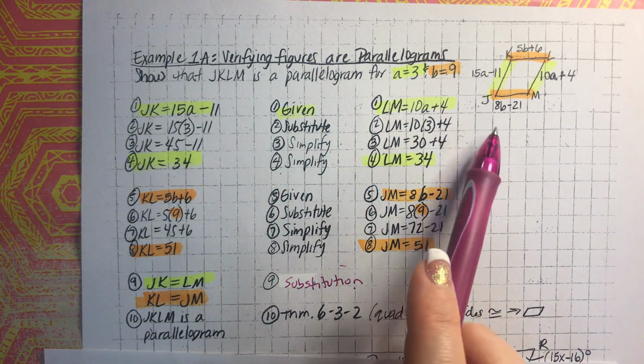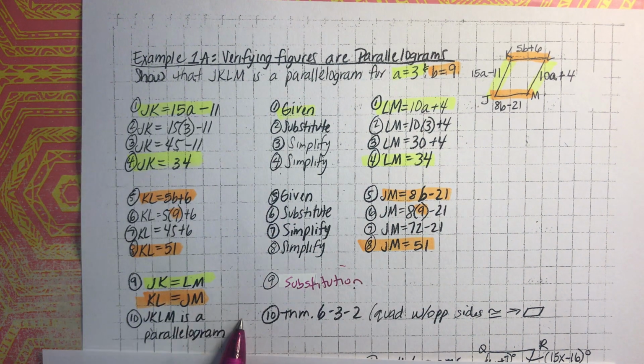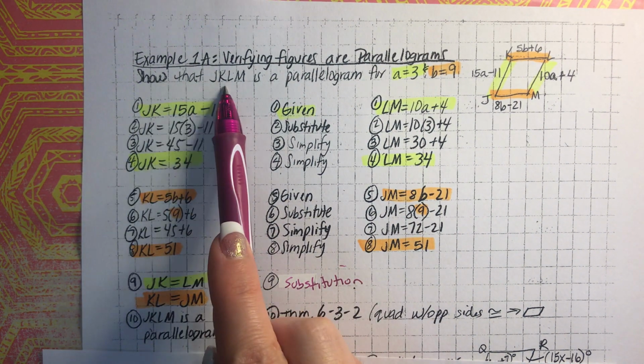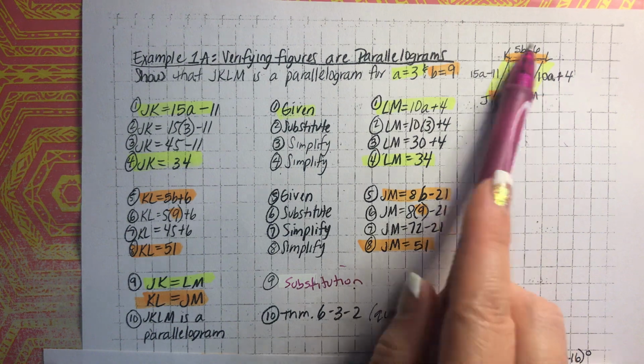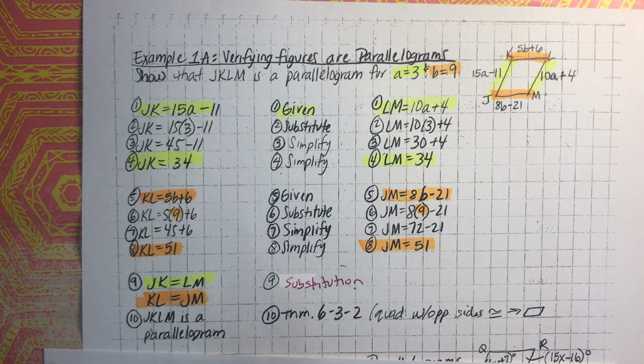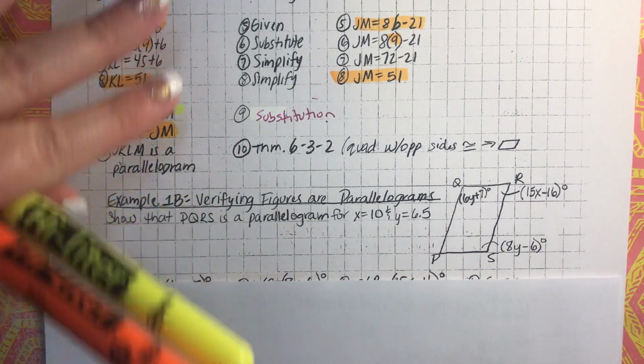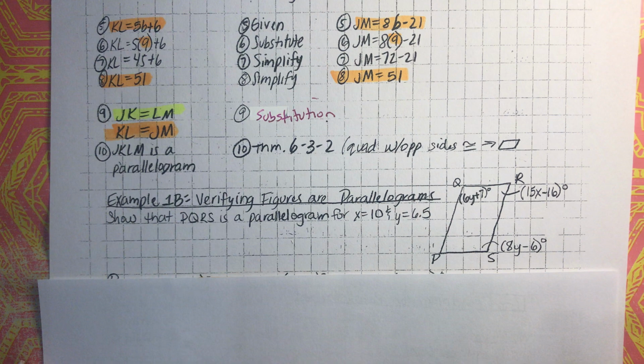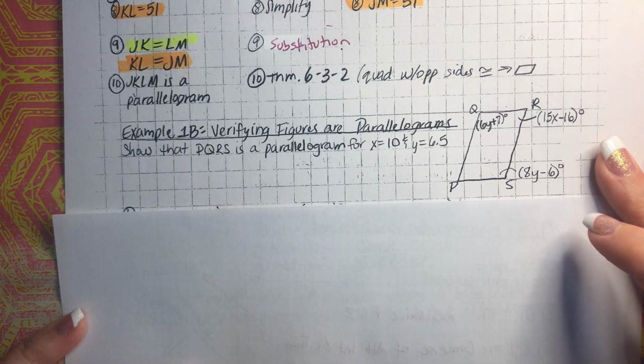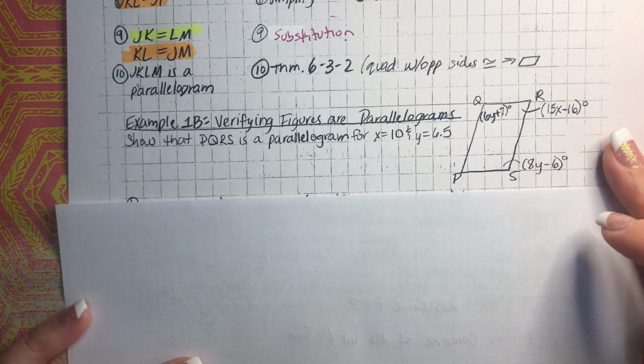So this is how you would do your homework, okay? If it asks you to show that JKLM is a parallelogram and it gives you something like this and you're supposed to substitute in the values, okay? All right, let's go ahead and try this one as well. So we're going to verify that these figures are congruent.